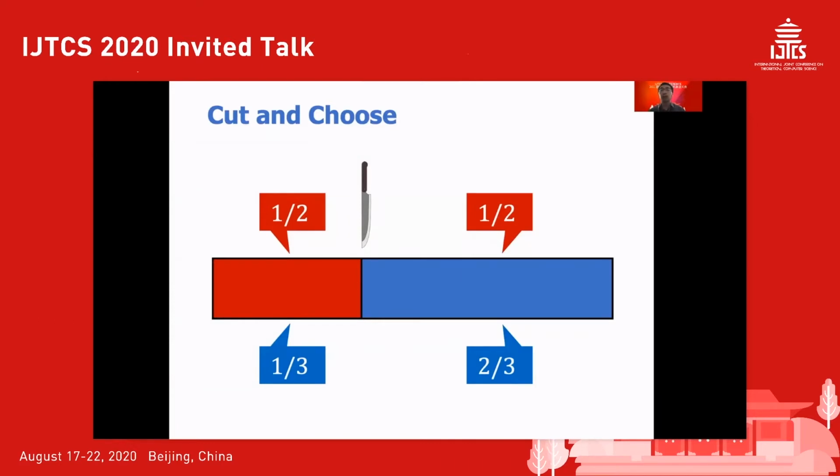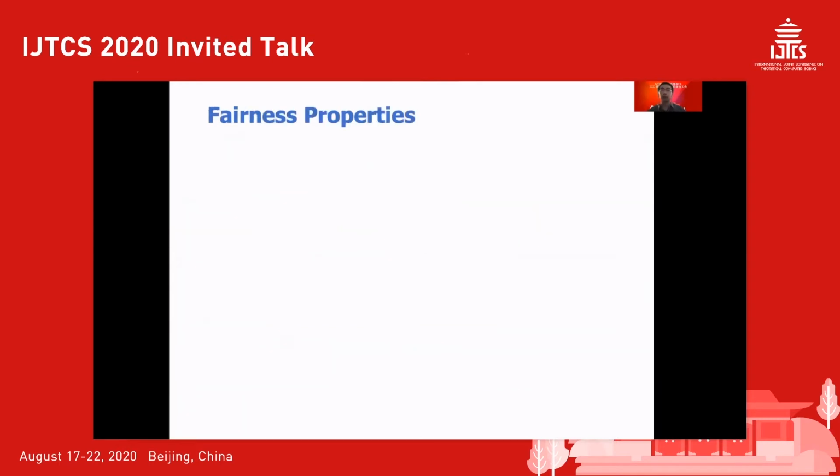So what types of fairness conditions can this protocol satisfy? Now we talk about fairness properties. In this talk, we're going to talk mainly about two fairness properties. The first one is called proportionality. We say an allocation is proportional, or satisfies proportionality, if for every agent, the piece that is assigned to that agent is valued at least 1/n by that particular agent. If an allocation satisfies this property, we say this allocation is proportional.